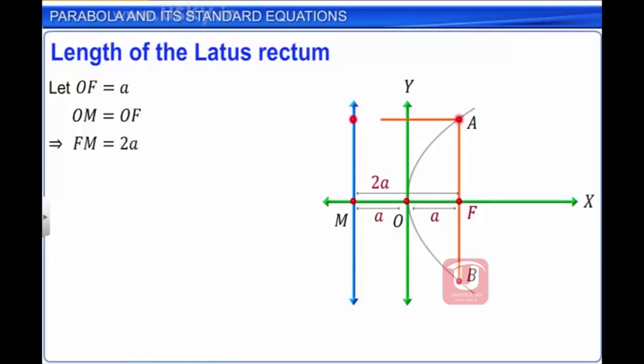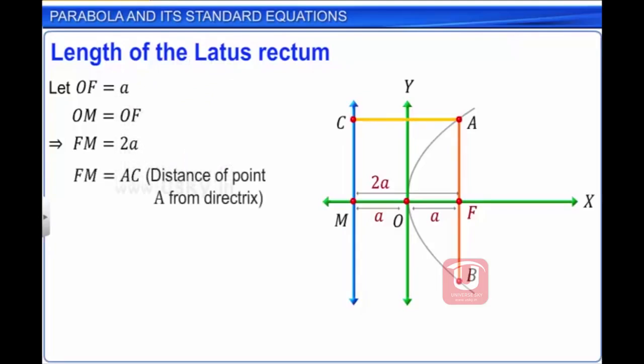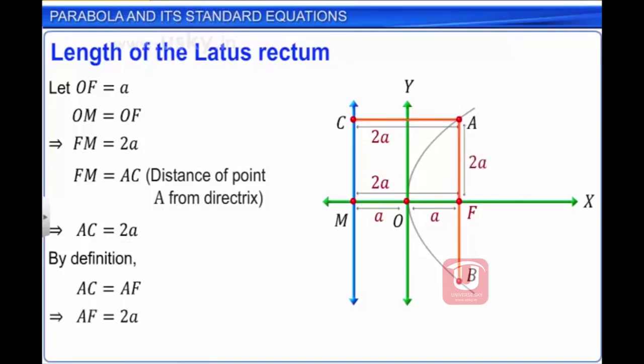Let us draw a perpendicular AC from point A to the directrix. Now, the distance AC is equal to FM. Thus, the distance of point A from the directrix is 2a. Since point A lies on the parabola, its distance from the focus F and the directrix must be the same. This implies that AC is equal to AF, or AF is equal to 2a.